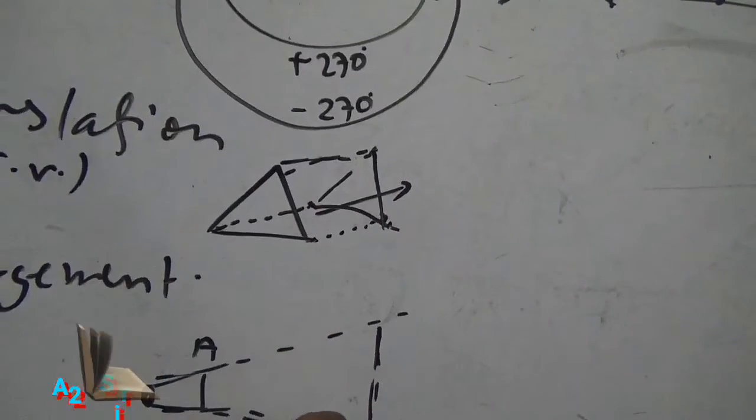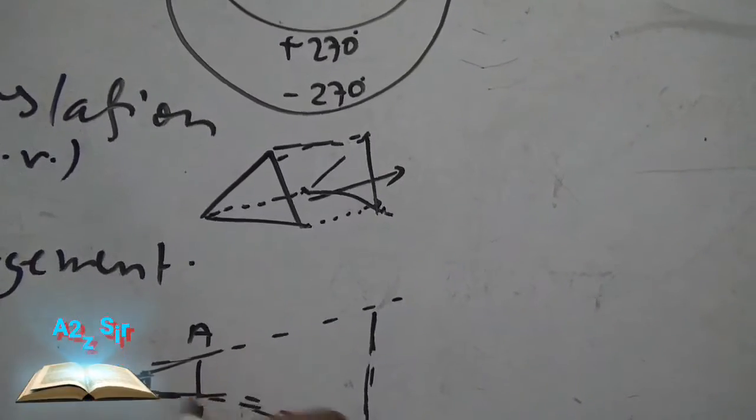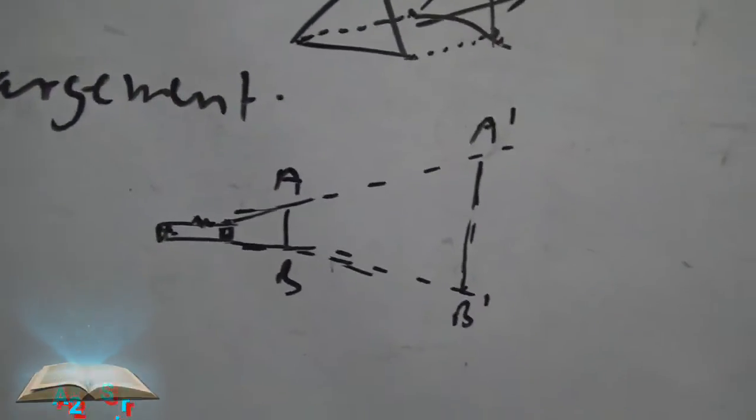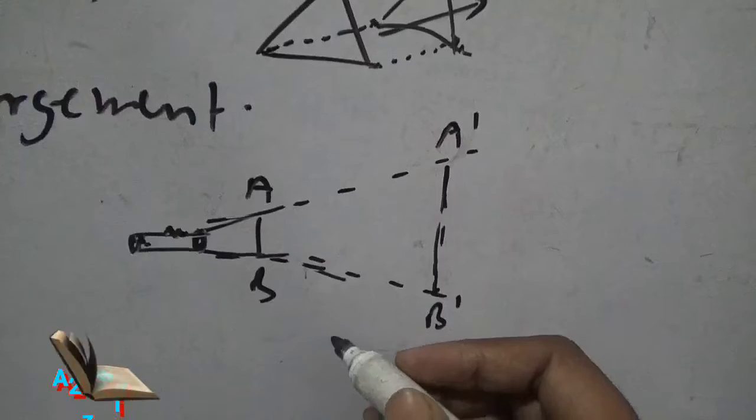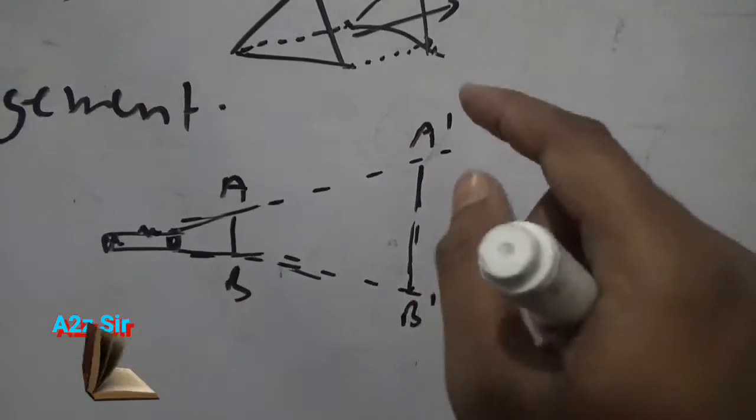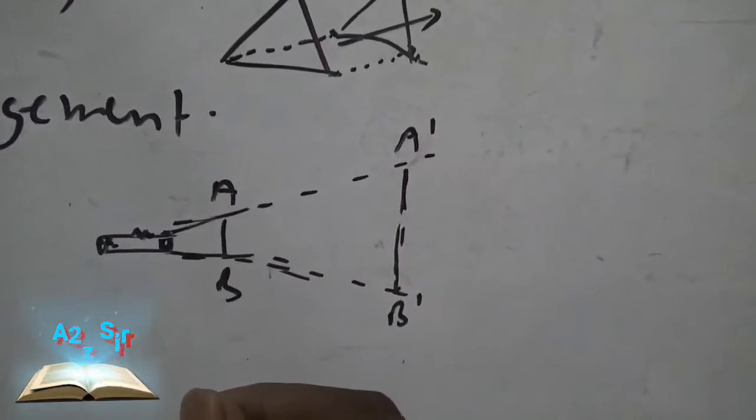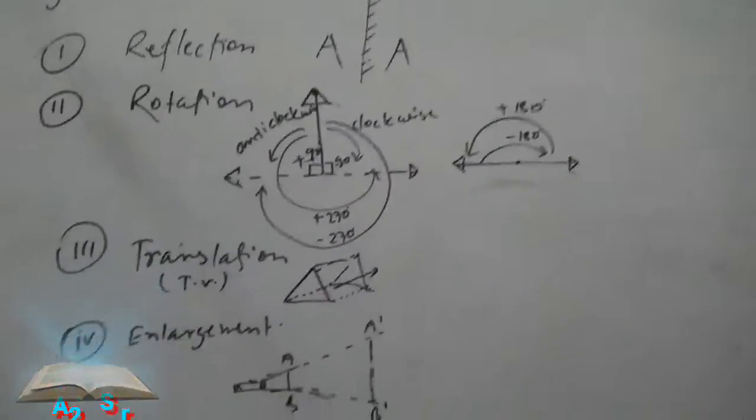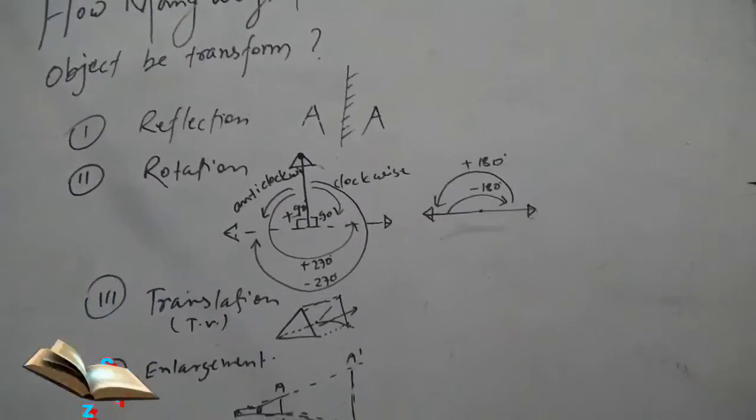So if AB is a real object, and this one is A dash B dash, the imaginary object, after the reflection it becomes like this. And suppose from there to there, it becomes a new one. Suppose if A dash B dash is the object and it becomes AB, so minimizing is also part of enlargement, the opposite process. And this way in school level we are transforming the object from object to image.